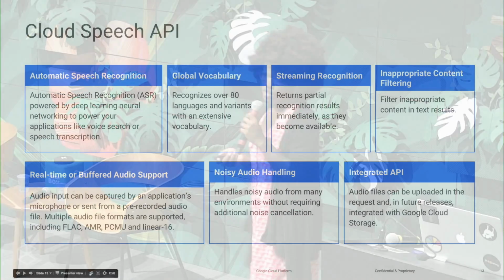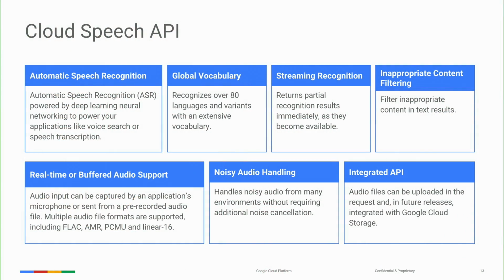And then the final one I will talk about is the speech API. So this is used in a lot of Google products, actually, and it's used for voice recognition. It currently recognizes more than 80 different languages, and it can recognize streaming and non-streaming. It can also filter for inappropriate content, handle noise, and also it's integrated in a lot of different other APIs.